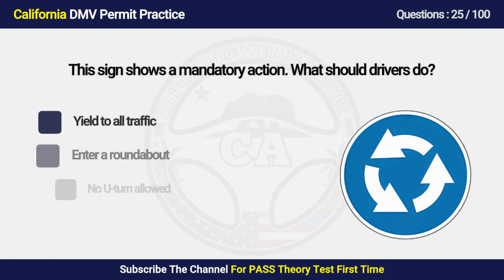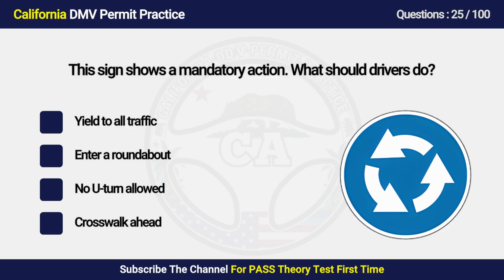Question 25. This sign shows a mandatory action. What should drivers do? A. Yield to all traffic. B. Enter a roundabout. C. No U-turn allowed. D. Crosswalk ahead.